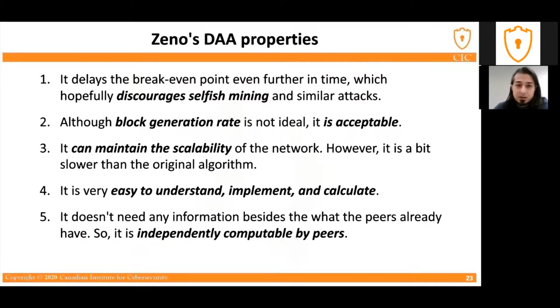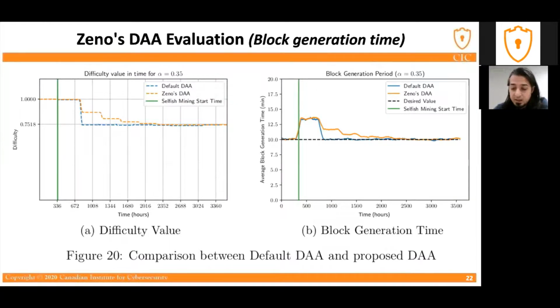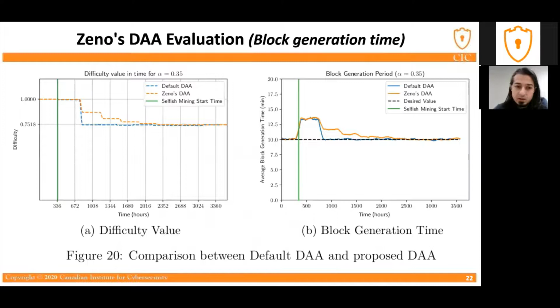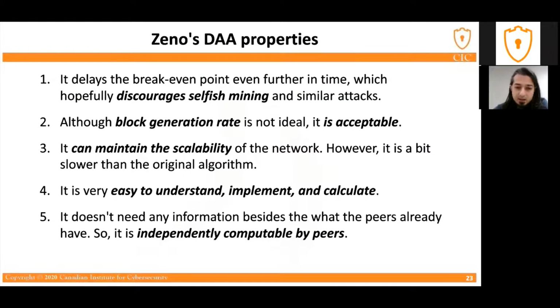So our Zeno's difficulty adjustment algorithm, as I told you, can delay this break-even point even further in time, which hopefully discourages selfish mining and similar attacks. Although the block generation rate of Zeno's DAA is not ideal, it's a little more than 10 minutes. It can be acceptable. It can maintain the scalability of the network. It's a little bit slower, but it is very easy to understand, implement, and calculate. It's just a very simple formula on top of the original algorithm, and it doesn't need any more information besides what the peers already have in the network.